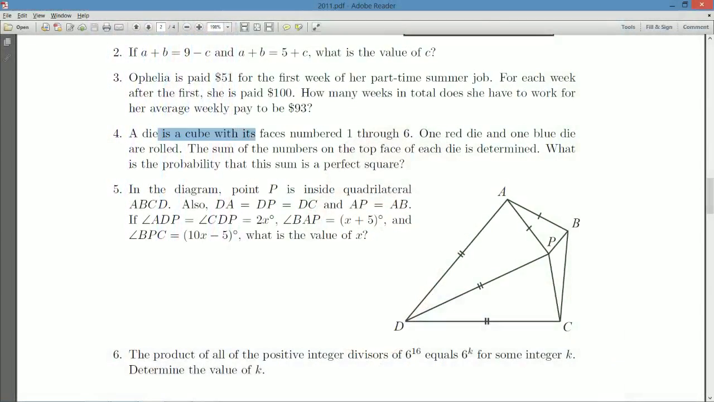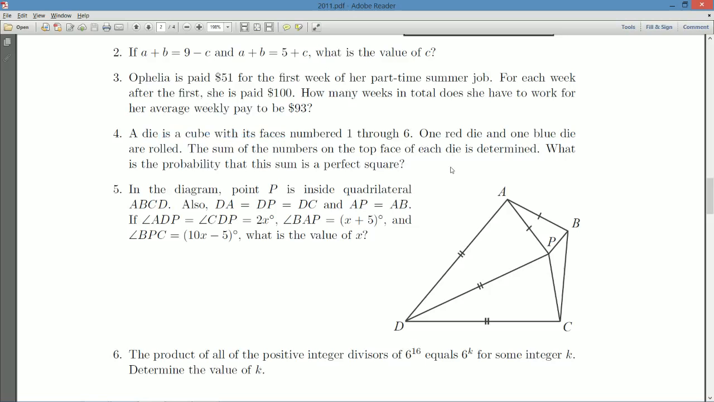So a die is a cube with its faces numbered 1 through 6. Okay, not everyone's always familiar with what a die is, so it bears repeating. Faces are numbered 1 through 6. It's an important piece of information. One red die and one blue die are rolled. So we have 2 dice, we're going to be rolling them. The sum of the numbers on the top face of each die is determined. What is the probability that this sum is a perfect square?